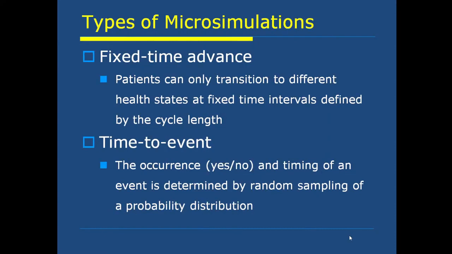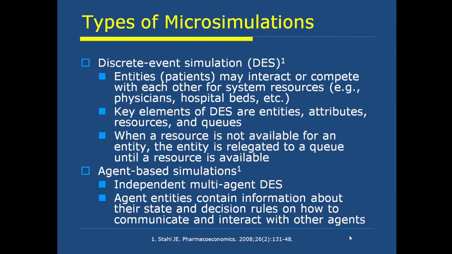Types of microsimulations. There are a lot of different types of microsimulations. Some of them are shown on this slide. Fixed time advance: patients can only transition to different health states at fixed time intervals defined by the cycle length. The next type of microsimulation is time to event. The occurrence and timing of an event is determined by random sampling of a probability distribution.